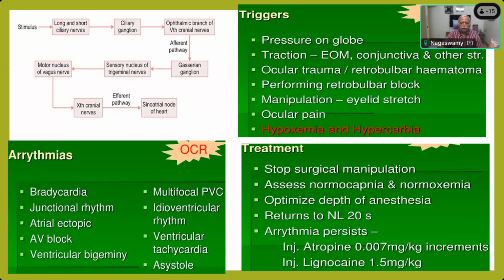The treatment is first to stop surgical manipulation, assess normocapnia and normoxemia, and optimize depth of anesthesia. It returns to normal levels within 20 seconds, with no need for any atropine. If the arrhythmia persists and there is also hemodynamic imbalance, then give atropine at the rate of 7 microgram per kg in treatments. Roughly you can give 10 microgram per kg, and lignocaine 1.5 milligram per kg is also added to that.